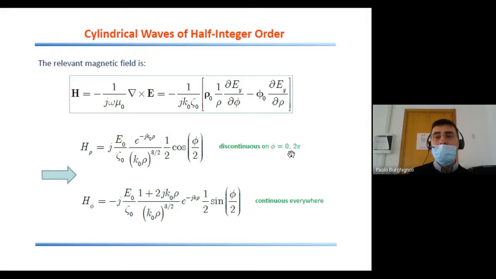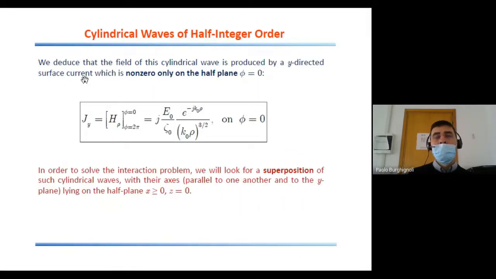And this is a crucial observation, because now the magnetic current density that flows along y is proportional to the discontinuity of the magnetic field, and is therefore in general different from 0 when phi is equal to 0. So we have an elementary solution of the Helmholtz equation that is produced. This is the reason why this can be used as the brick to build the general solution.